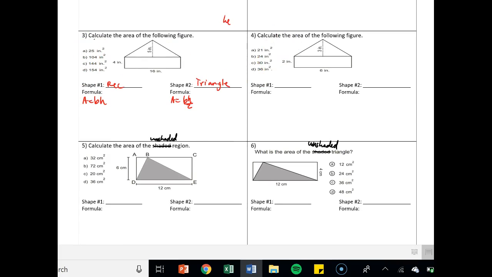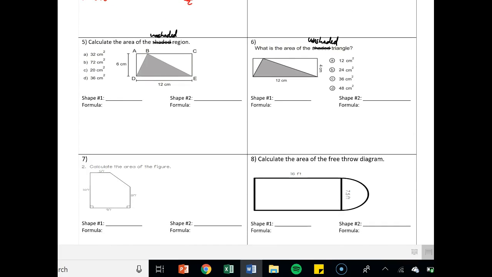Same with number 4. Okay, and number 5, I needed you to alter this because it said calculate the area of the shaded region. Basically, all I was asking you is to find the area of this triangle. So I want to make it a little bit more challenging. I want you to find the area of the unshaded region. Hence, we're going to have shape number 1 be our rectangle, that's what's on the outside of it. And shape number 2 is going to be our triangle, this guy on the inside.